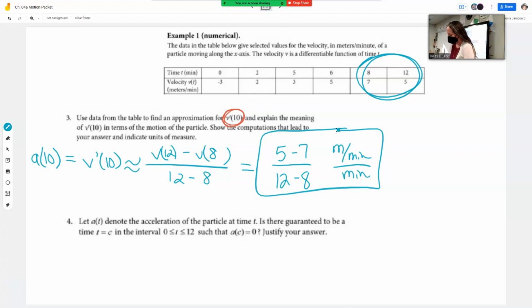Question. I'm not done though, am I? What else does it say? Whenever you have an answer, read through again and say, find an approximation, check. But are you done? No, because there's an and. What does it say?